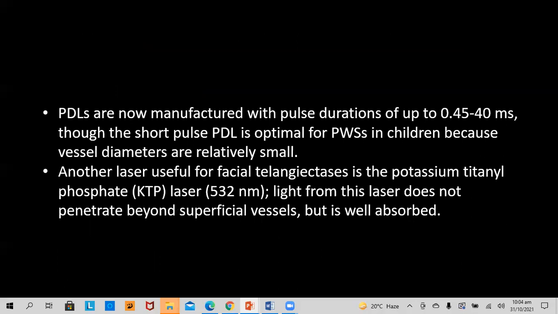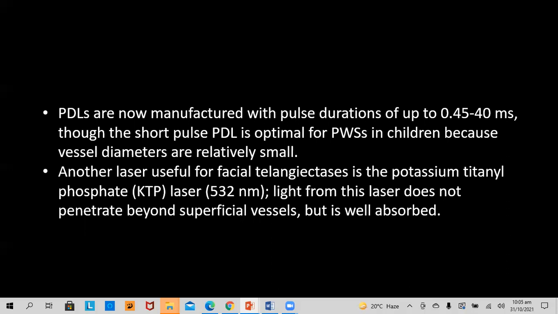Pulse dye lasers are now manufactured with a range of pulse duration from 0.45 millisecond to 40 milliseconds. Though shorter pulses of PDL are optimal for port wine stain in children because the vessel diameter is small, the larger pulse duration is used while treating port wine stain in adults when the vessel diameter is large. So the new and modern pulse dye lasers are able to target the vessels both of smaller size in infants and children and of larger size in adults.